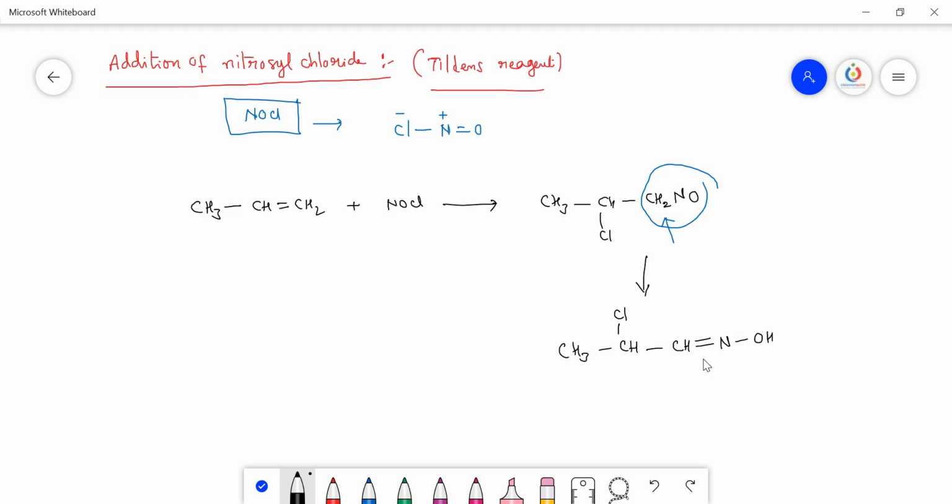So if hydrogen is not there, then no rearrangement takes place. That you should remember.